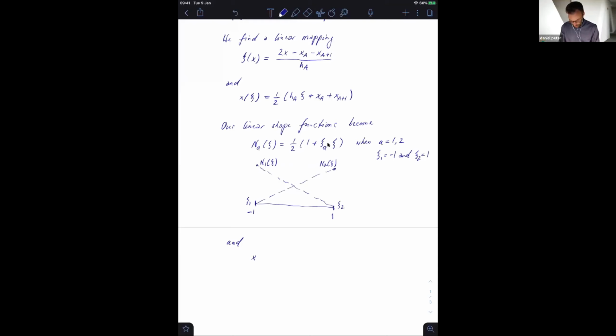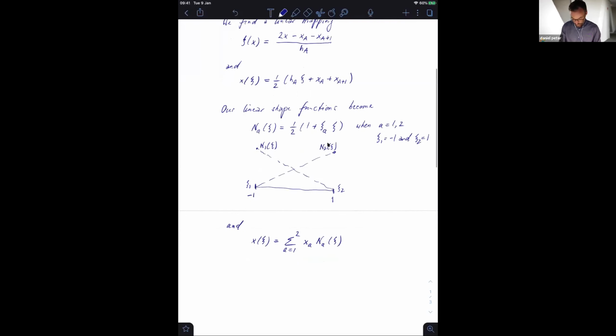And so our mapping x of xi, we can write this now in terms of these two shape functions, where we have xa times Na of xi. Good, clear so far?